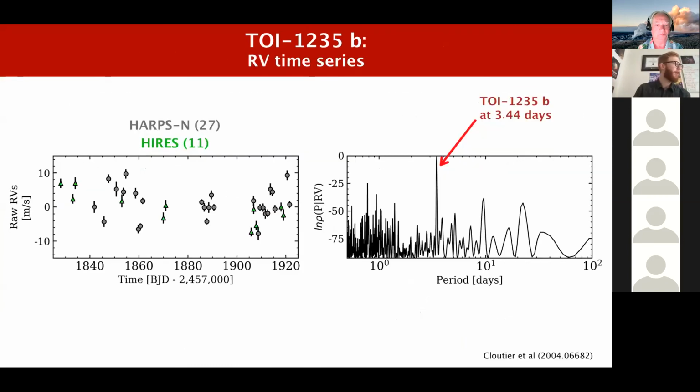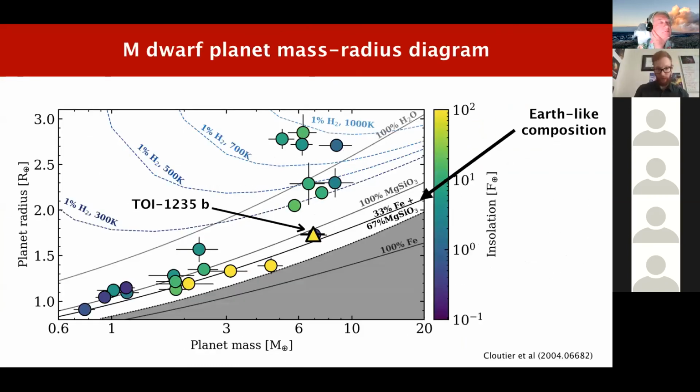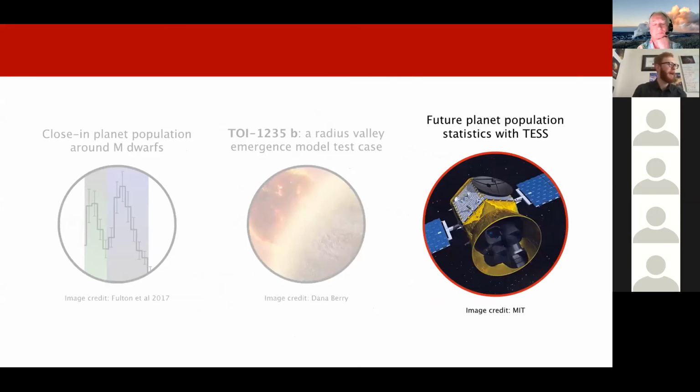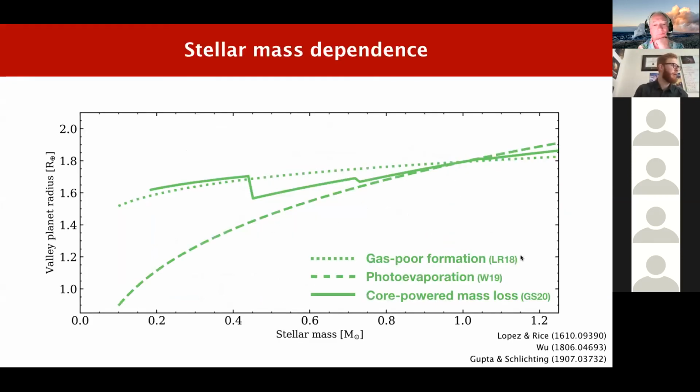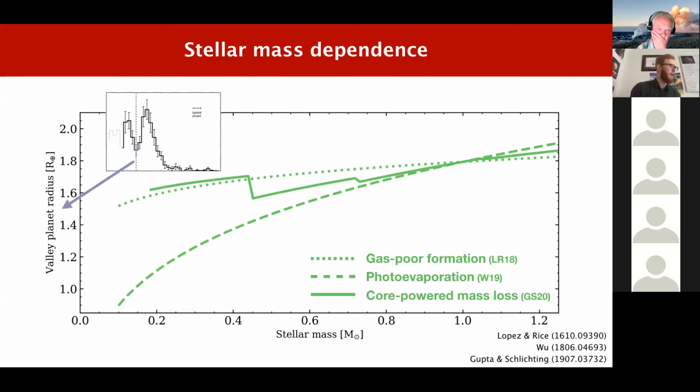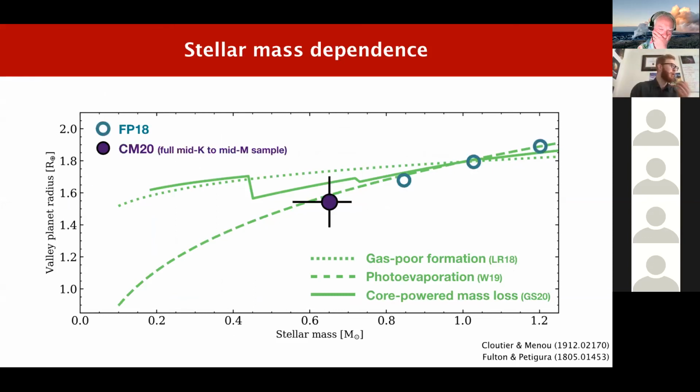So I've talked about using RVs to distinguish between thermally driven mass loss and gas pore formation, but there are these model predictions. There's gas pore formation, there's photoevaporation, and then there's a third model which I haven't talked about. You can see that they make different predictions for how the radius valley depends on stellar mass. In sun-like stars, and then TOI 1235 sits around here. To the right of my cursor, the models are not very discrepant.